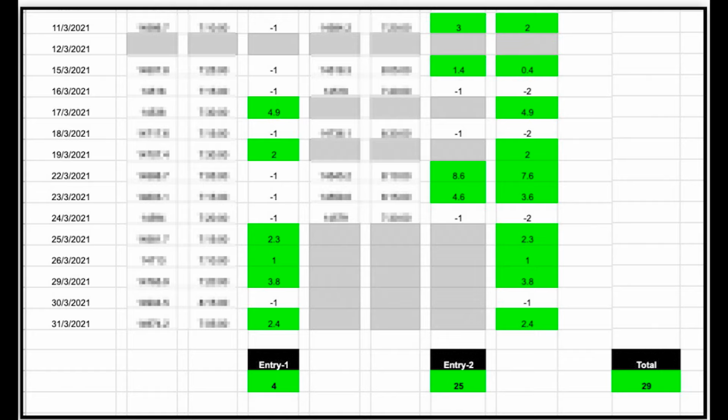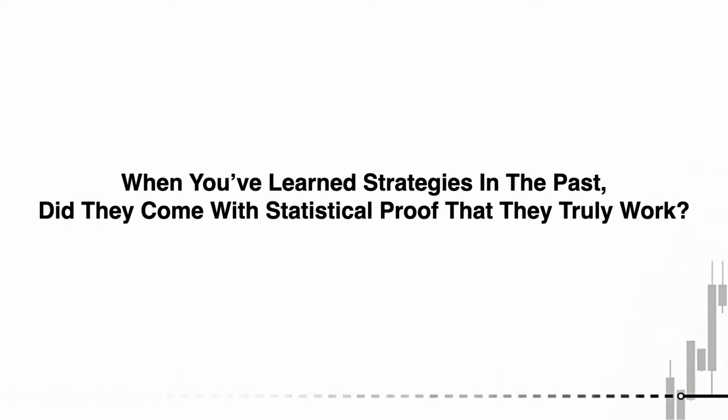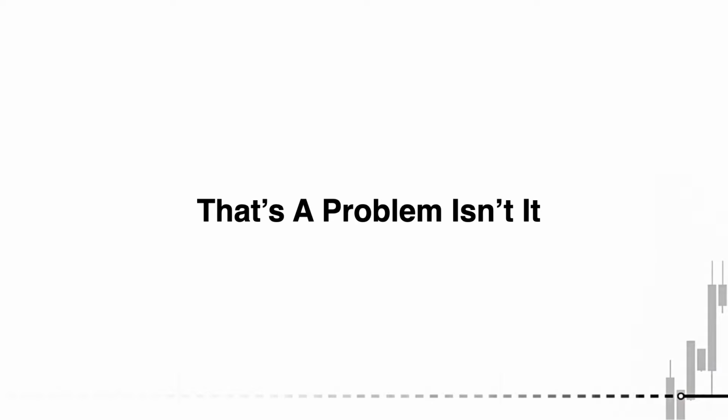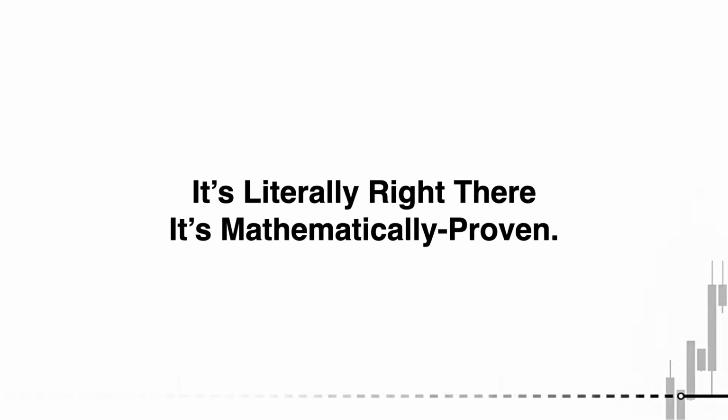Now, that aside, I have blurred out exact pricing so that you can't go away and uncover the edge for yourself. But see, this is the thing. Let me ask you, when you've learned strategies in the past, did they come with statistical proof that they truly work, that you can verify firsthand yourself? If not, that's a problem, isn't it? Whereas, again, this data proves hands down that the strategies work exactly as I say they do. It's literally right there. It's mathematically proven.